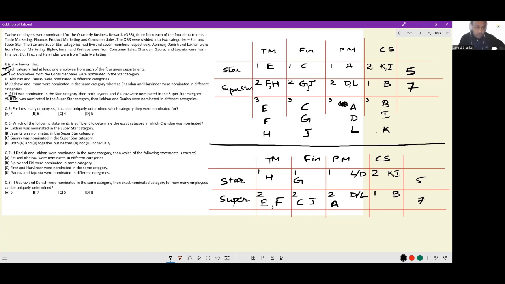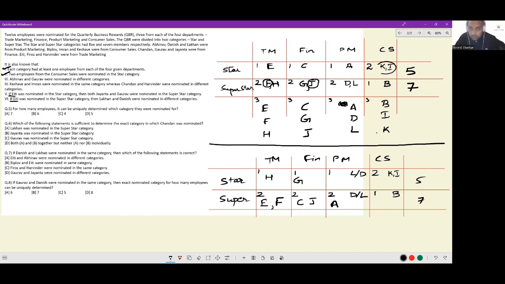For how many employees can it be uniquely determined which category they belong to? Look at trade marketing. For Firoz, you can be certain, regardless of what case you take, Firoz is always in the superstar category. Chandan is changing category. Gaurav is changing category. But for Jayanta, you can be certain, regardless of what case you take, Jayanta is always in superstar category. Abhinav is changing. Between Lakhan and Danish, one of them remains in superstar category, but which one, we don't know. And therefore, we can't be certain which grouping they land in.